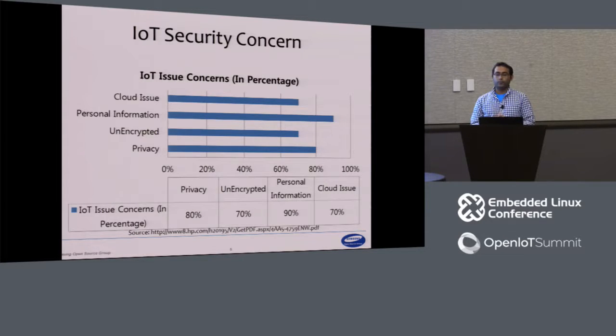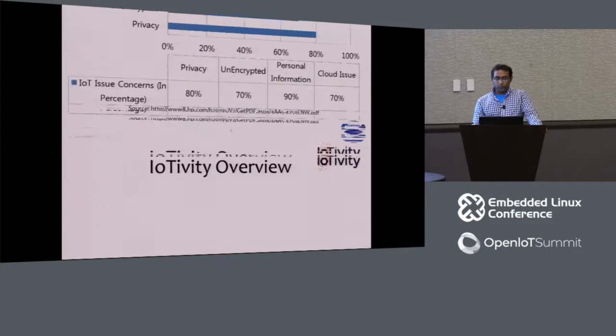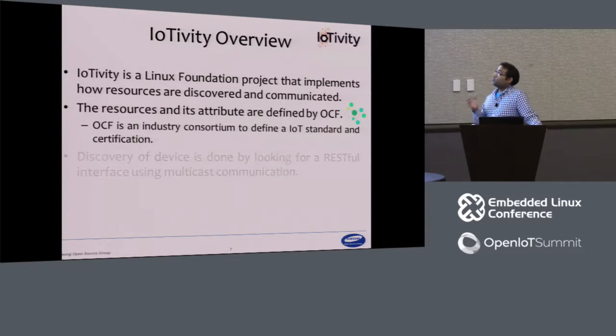You don't want, for example, your smartphone to communicate with, for example, your light bulb, just as an example. So you want to restrict it, and create a category of who wants to have access to what. Based on that, we have implemented something in IoTivity.